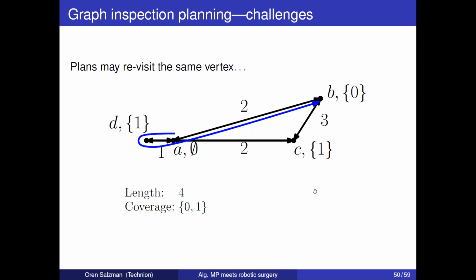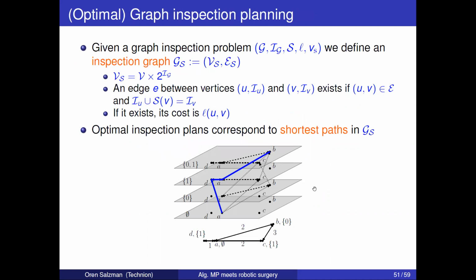So the question is, how do we use search machinery to account for this challenge? And the way we solved it is using a so-called inspection graph. What we do is, for each subset of points of interest, we're going to create a layer corresponding to all points of the original graph.